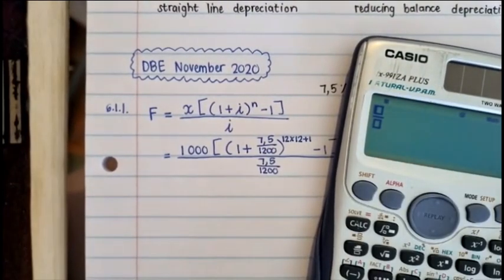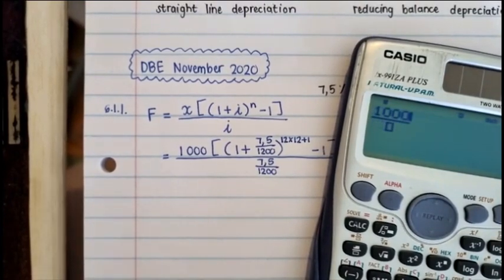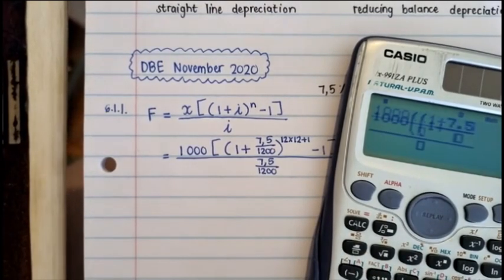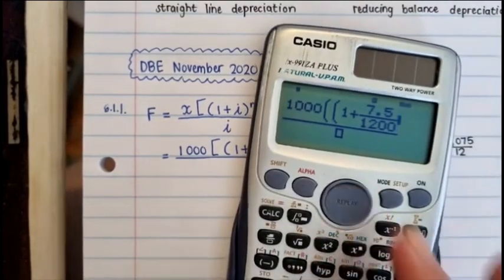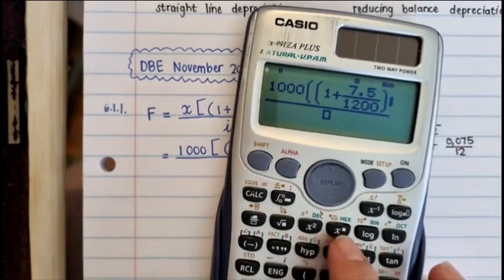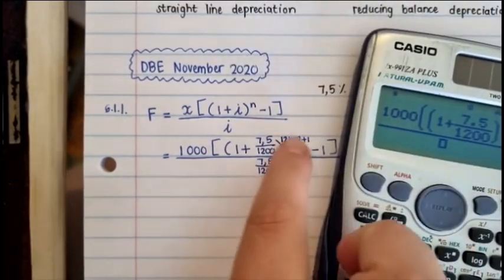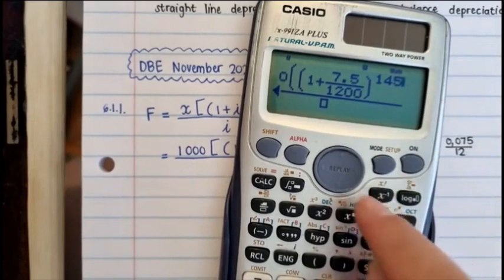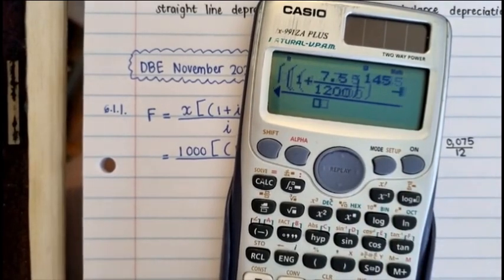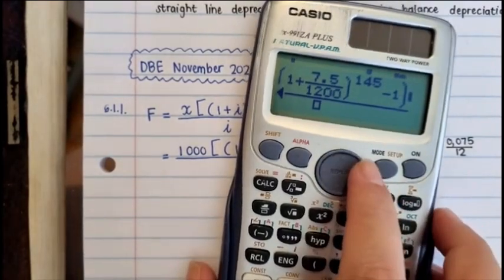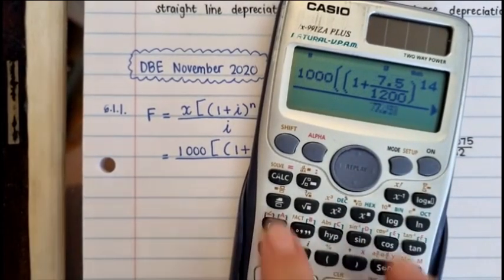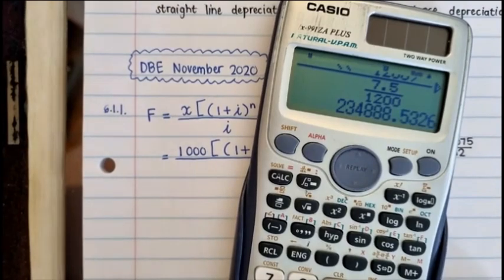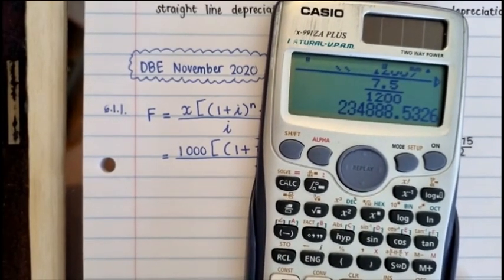Alright, so we're just going to type that into the calculator. I prefer to just open my fraction straight away and then type it into the fraction like that. So I'm going to do 1,000. Now because it's two brackets, I'm going to type my two brackets. 1 plus 7.5 over 1,200. I use my arrow to go out of the fraction. I'm going to close my bracket. I'm going to press my exponent button there. My exponent, you can type it in exactly like that, or we've already calculated it, it's 145. Then I want to get out of my exponent, so I'm going to press the arrow button again, -1, and I'm going to close my bracket like that. I'm going to press my arrow button to go to the denominator, and again I'm going to type 7.5 over 1,200 equals, and then I'm going to get that 234,888.53.